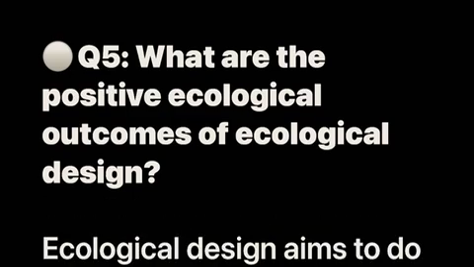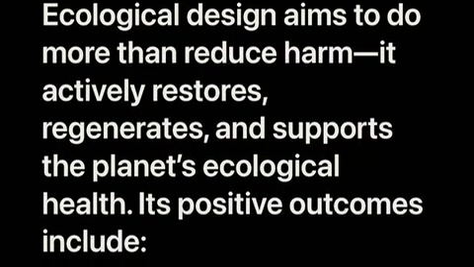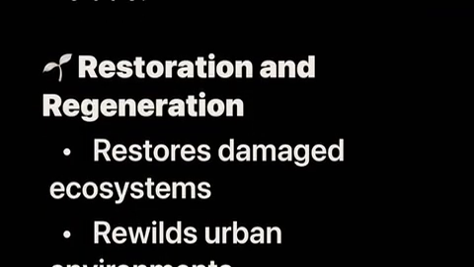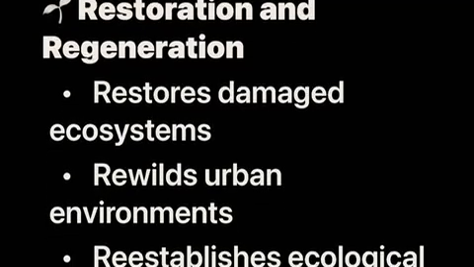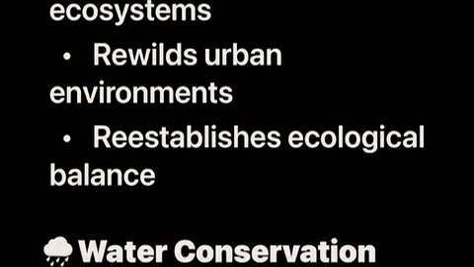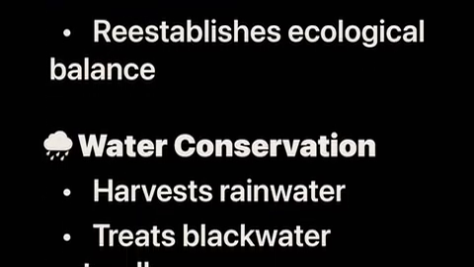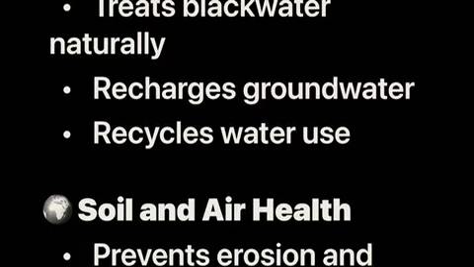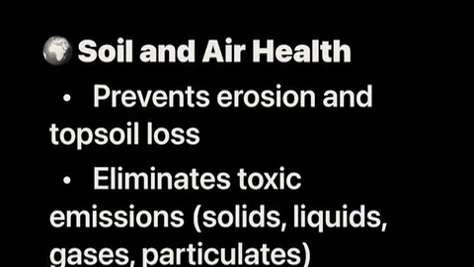Here's Q5. What are the positive ecological outcomes? From the doc: what are the positive ecological outcomes of ecological design? Ecological design aims to do more than reduce harm. It actively restores, regenerates, and supports the planet's ecological health. Its positive outcomes include restoration and regeneration: restores damaged ecosystems, rewilds urban environments, reestablishes ecological balance. Water conservation: harvests rainwater, treats blackwater naturally, recharges groundwater, recycles water use.